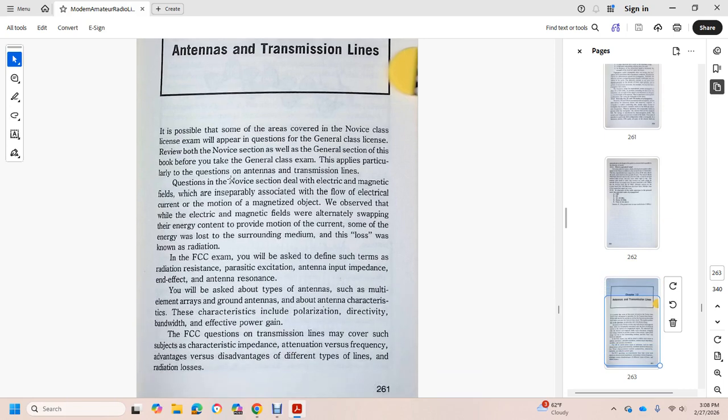You will be asked to define terms such as radiation, resonance, parasitic excitation, and antenna input impedance, and the effect of resonance on the type of antenna, with multi-element arrays, ground antennas, and antenna characteristics including polarization, directivity, bandwidth, and power gain, in the Federal Communications Commission questions.